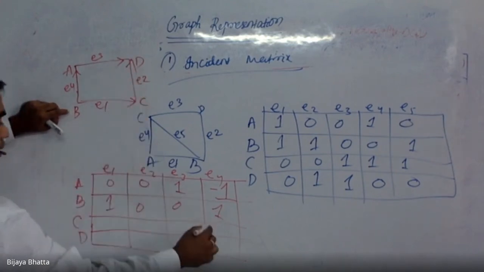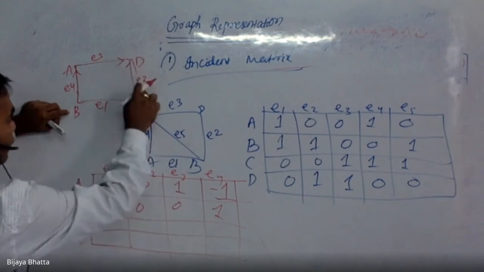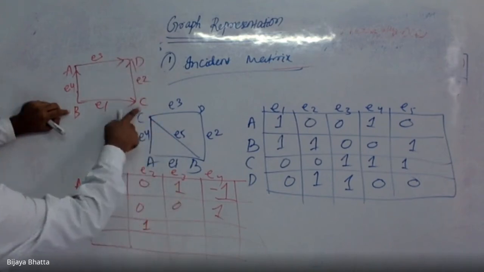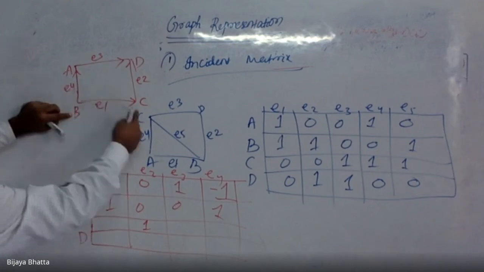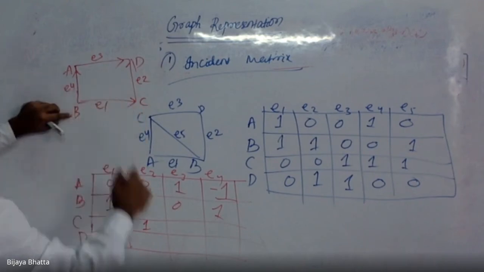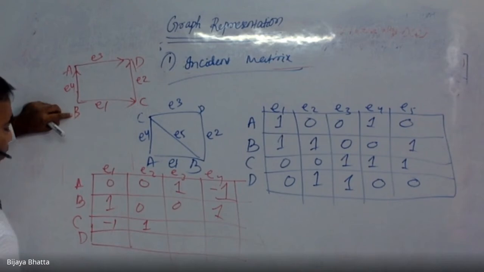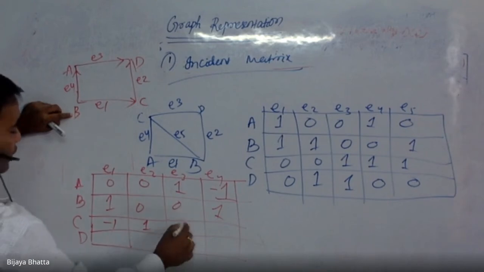C is directly connected to D. C is directly connected to D means E2, that means this is going to be 1. But C is not connected to B, but B is connected. That means it is reversely connected, right? So that's why for this E1 I'll put -1. Then others are 0, 0.